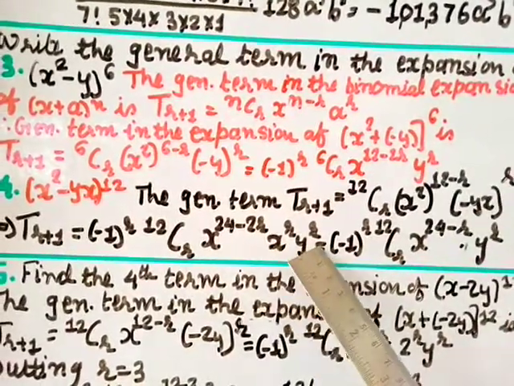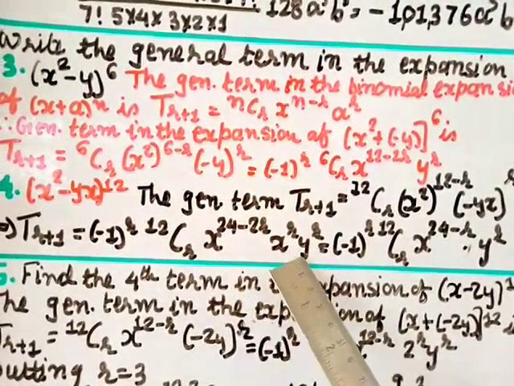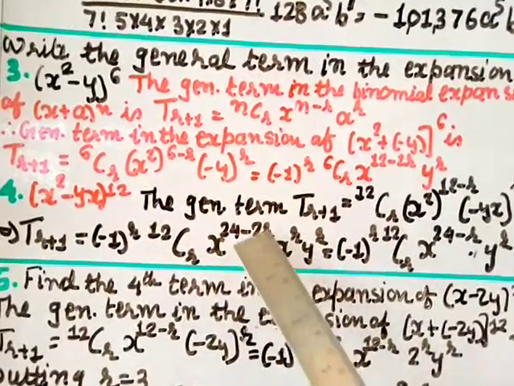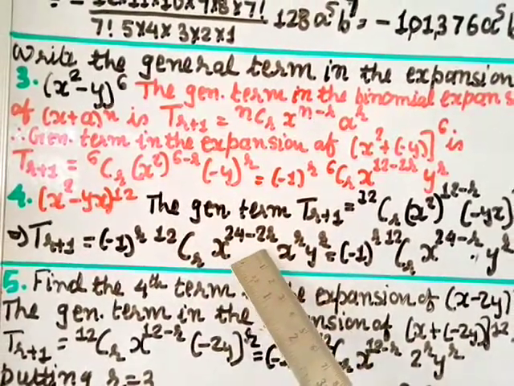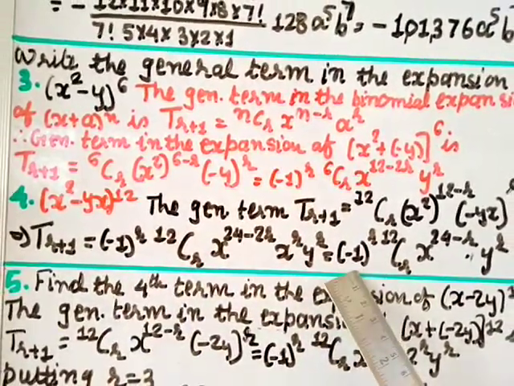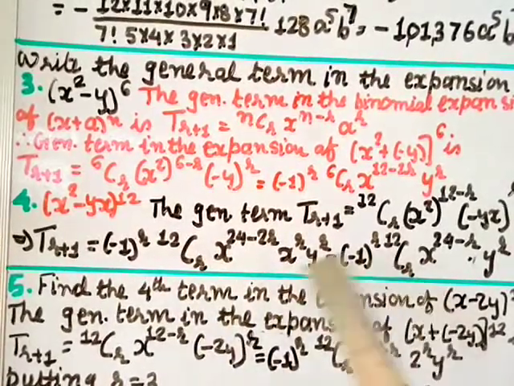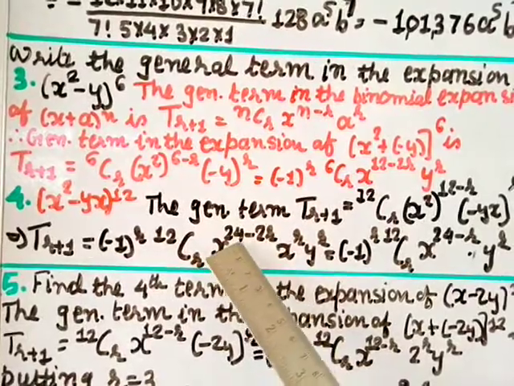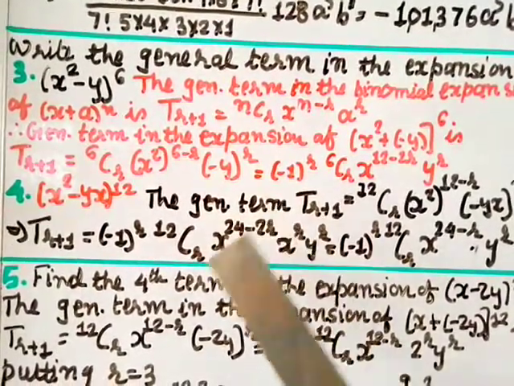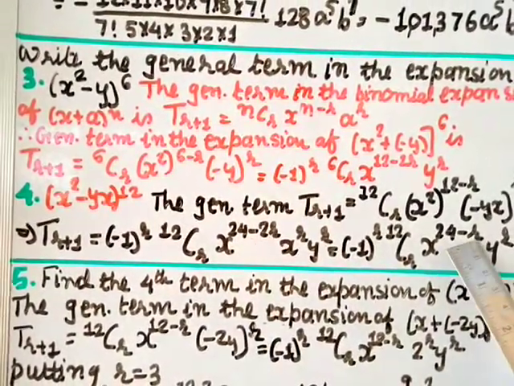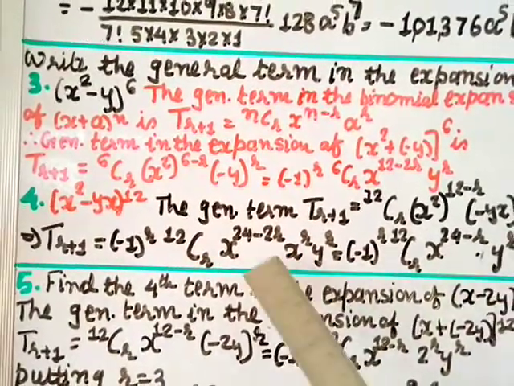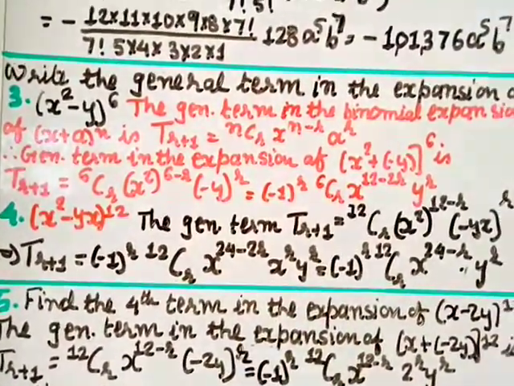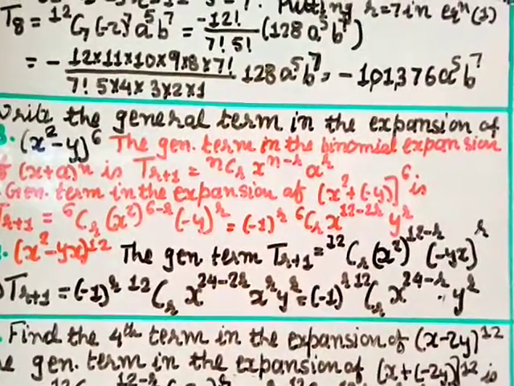Okay, written here. Now these two I can combine together, right, because the base is the same, and in multiplication you can add the exponents. So (minus 1) power r as it is, 12Cr as it is, x power (24 minus 2r plus r) will give you 24 minus r, so I have written here, into y power r. Okay, these two combined together, so that is the general term for question number 4.